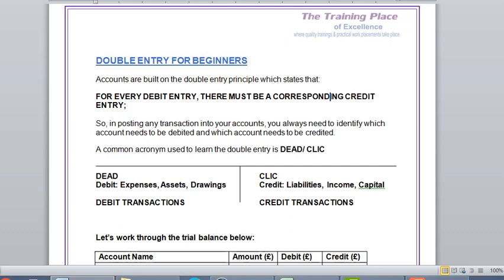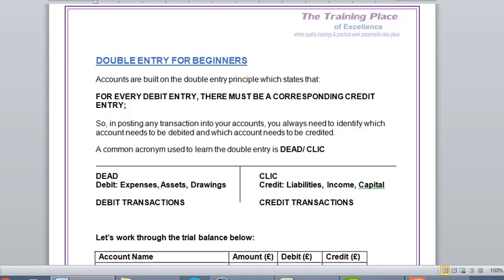We know that for every debit entry, there must be a corresponding credit entry. So in accounts, we do a lot of debits and credits. And they say, what do you do in that account? Debit and credit. I'm like, okay, whatever. But that is the foundation and the double entry principle upon which a lot of financial accounts is built.